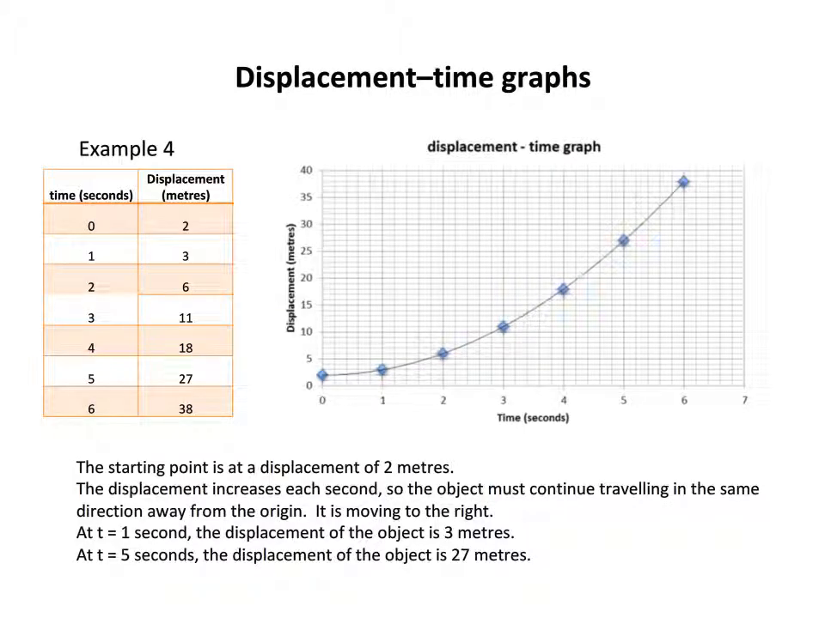In this example, we can see that the line of best fit is not always a straight line. If we look at the table first, at time 0 the displacement is 2, after 1 second it's 3, and then goes on to 6, 11, 18, 27 and 38. The displacement increases each second, which means the object must continue travelling in the same direction away from the origin. It's moving to the right because it's positive.